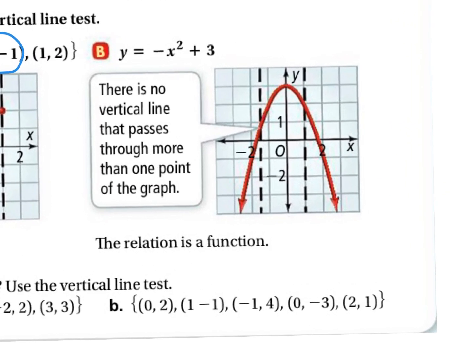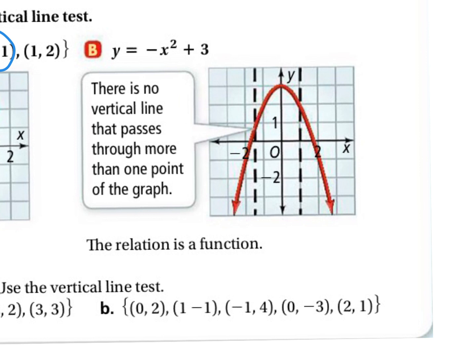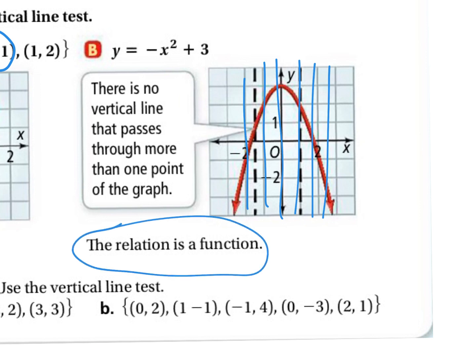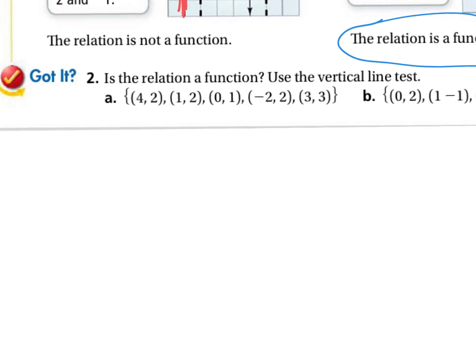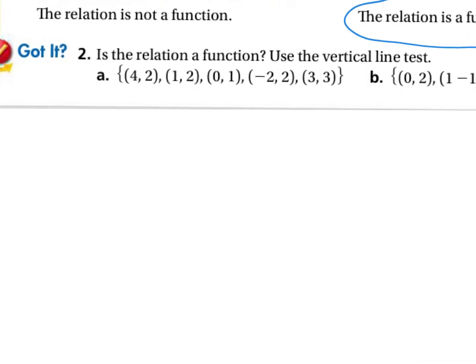Part B, this time if we draw vertical lines, these are only hitting the graph in one spot. So that does pass the vertical line test, and so that is a function. Okay, so now number 3, we could do the same thing and graph those points.